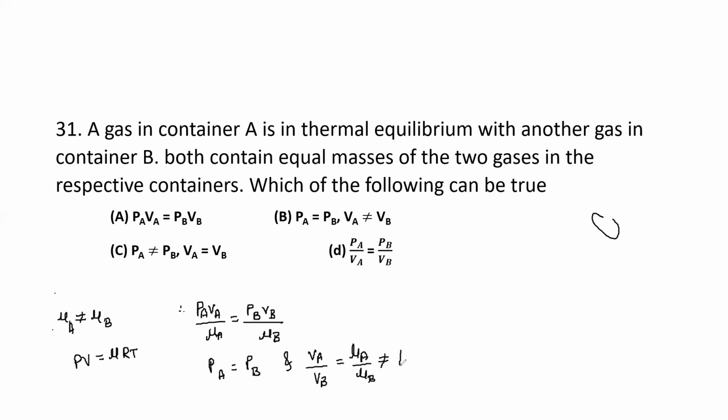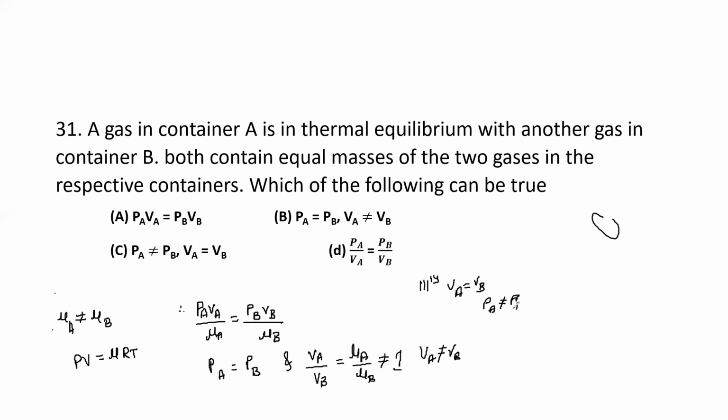But this is not equal to 1. So when it is not equal to 1, what we can say? VA is not equal to VB. So when PA is equal to PB, we will get VA is not equal to VB. Similarly, we can do it in another way also. Suppose you consider VA is equal to VB, that time PA is not equal to PB here.